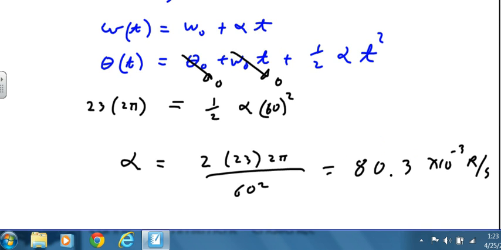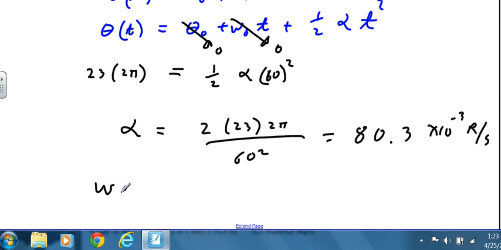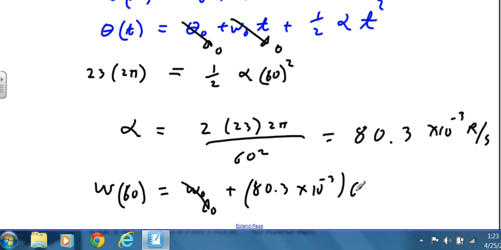Okay, now I want to know my ending speed. So omega at 60 is going to equal omega naught, which is 0, plus 80.3 times 10 to the minus third times 60 seconds. It's already in my calculator, times 60, and I'm going to be going 4.8 radians per second when I am at speed. All right, that's all we wanted to know.